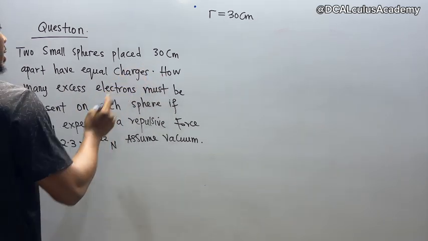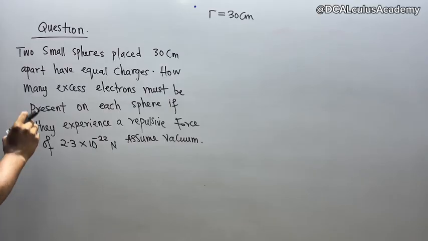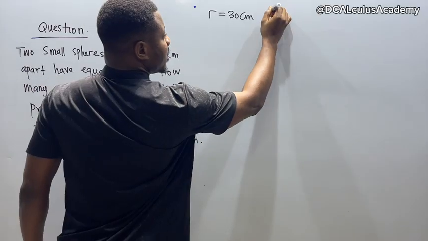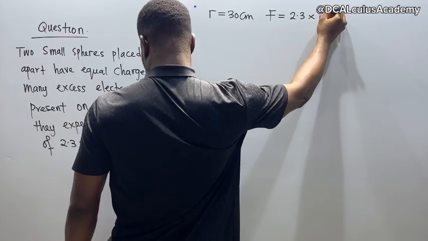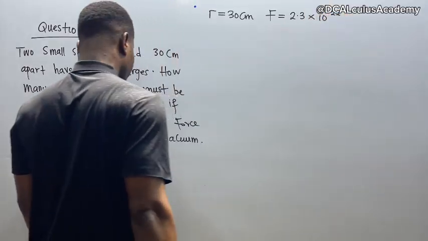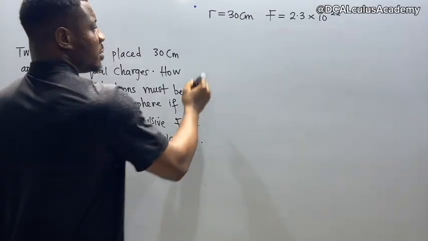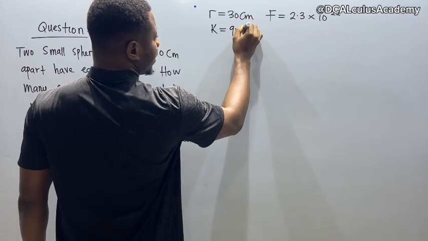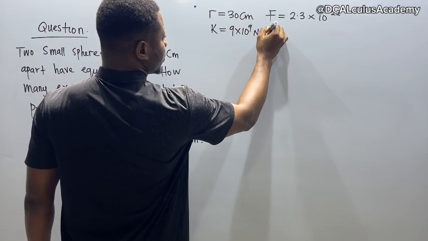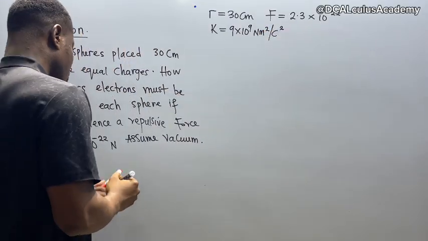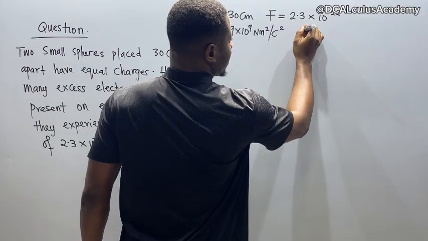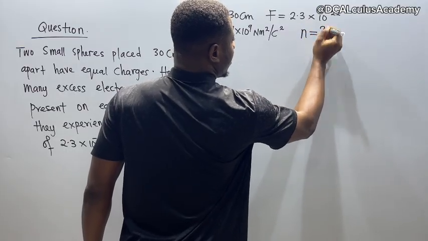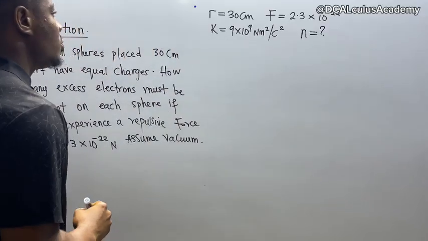It says how many excess electrons must be present on each sphere if they experience a repulsive force. So it means that the force of repulsion is 2.3 times 10 to the power of negative 22. Assume vacuum. If you assume vacuum, it means that our value for K is 9 times 10 to the power of 9 newton meters squared per coulomb squared. Now they're asking us for how many excess electrons, which is the number of electrons. That means that we're looking for the n value.